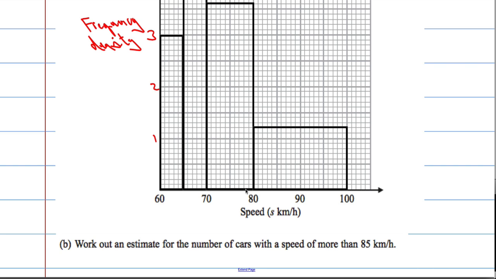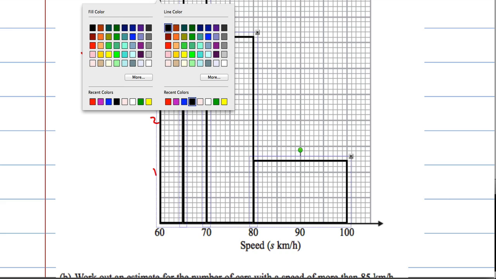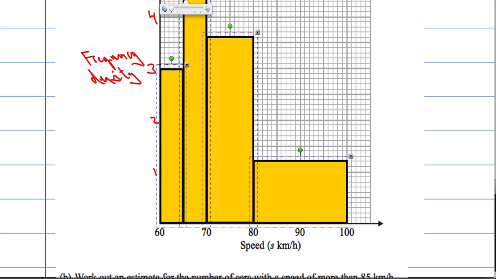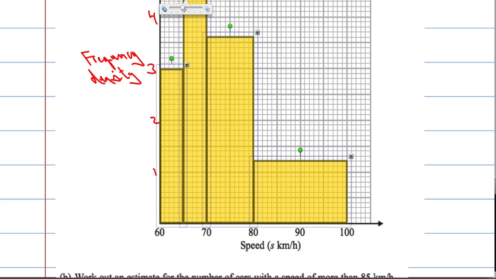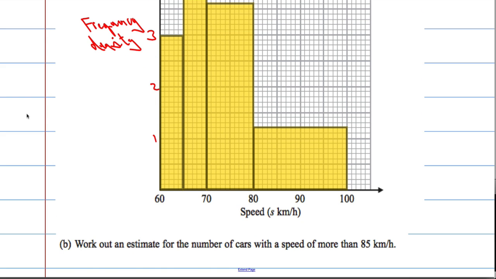Okay, let's add a little bit of colour to it just to make it a little bit easier on the eye. Okay, so we've got some nice yellow boxes there. Okay, lovely. So that's the first part done.